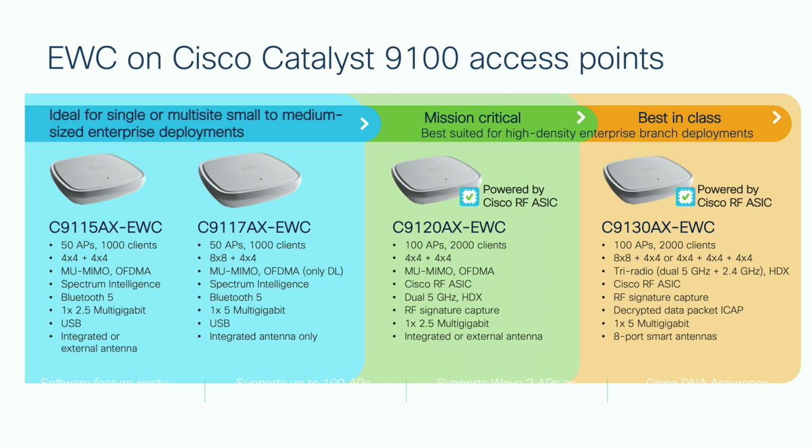Now, I just want to show you the portfolio where this embedded wireless controller is supported. Embedded wireless controller is supported on all the Wi-Fi 6 access points, starting from 9115, 9117, 9120, and 9130. All the Wi-Fi 6 access points we have released in the last one year support the embedded wireless controller.